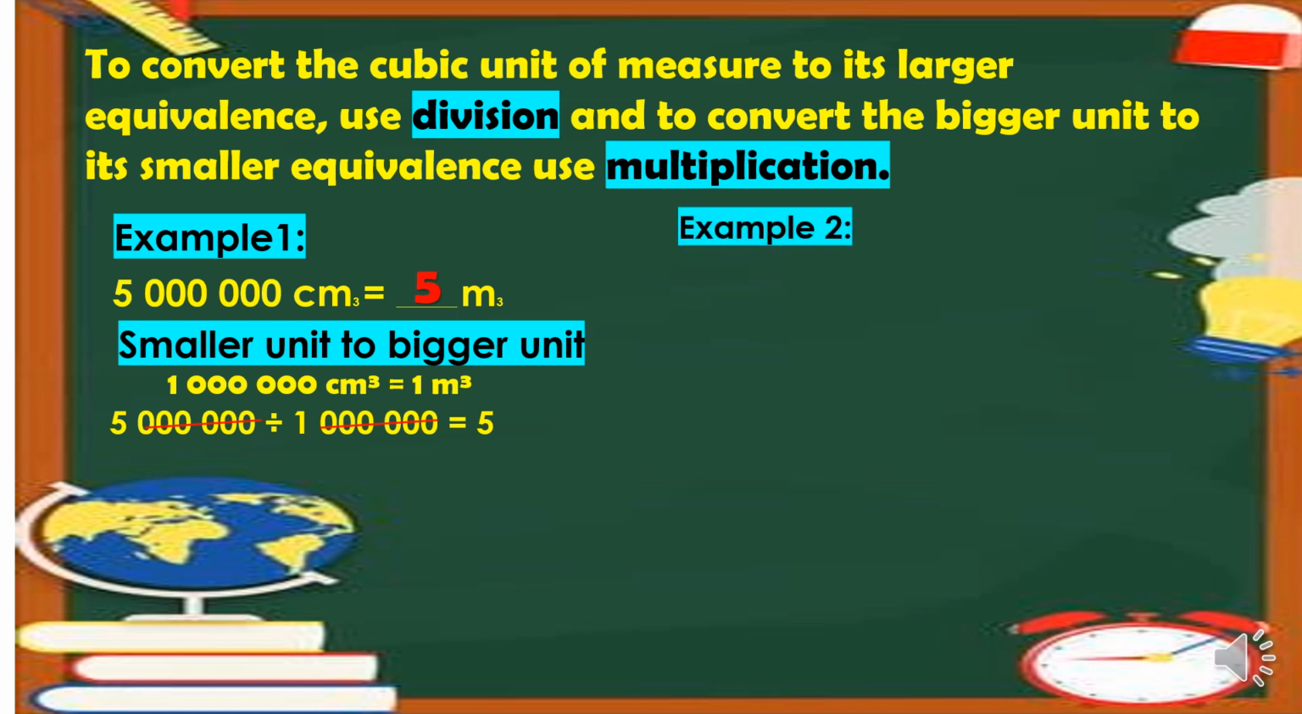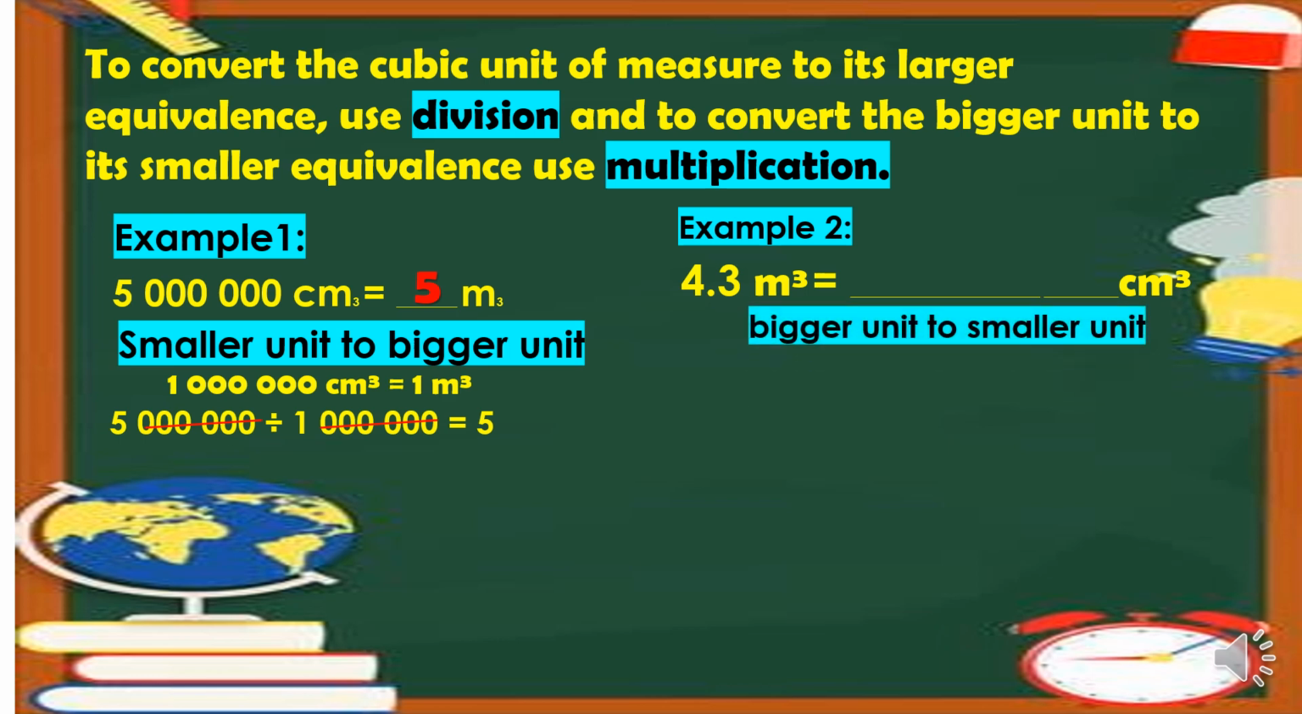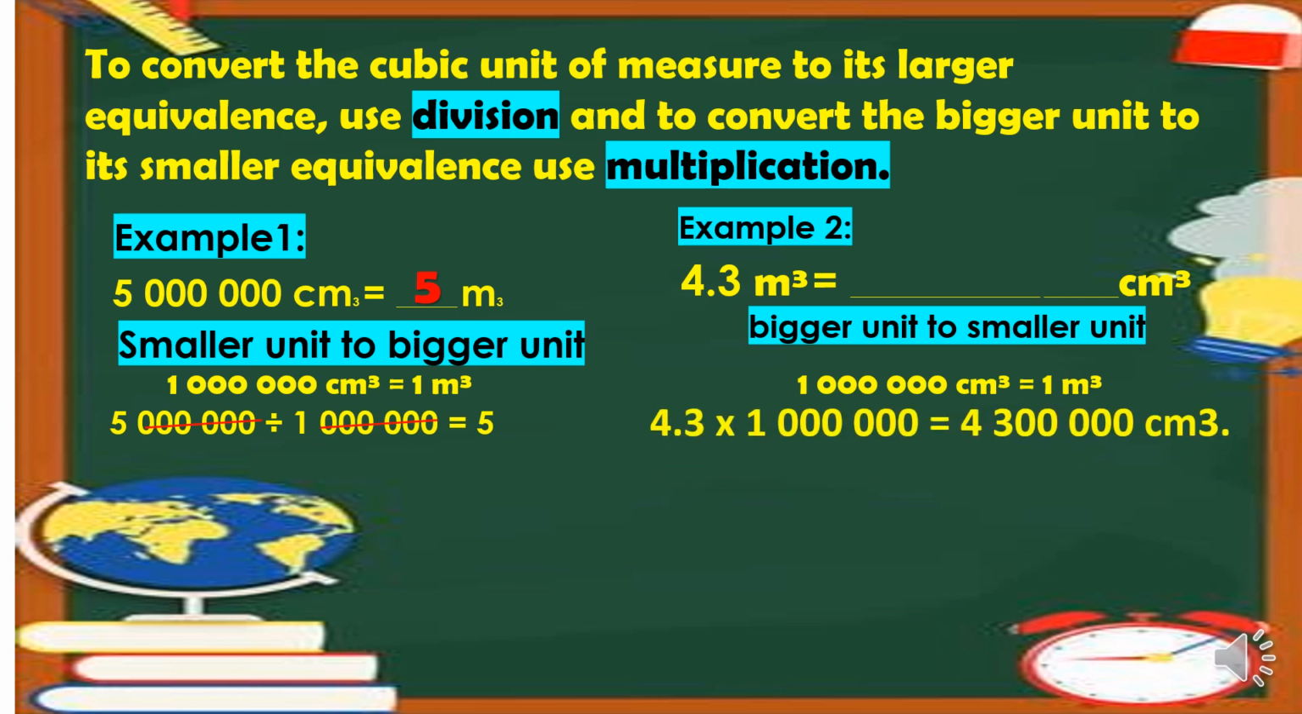So example number 2, 4.3 cubic meter. So how many cubic centimeter? So baligtad naman sila, no? Example number 1 was smaller unit to bigger unit, so this is bigger unit to smaller unit. So again, for every 1 million cubic centimeter, that is equivalent to 1 cubic meter. So we have to multiply.